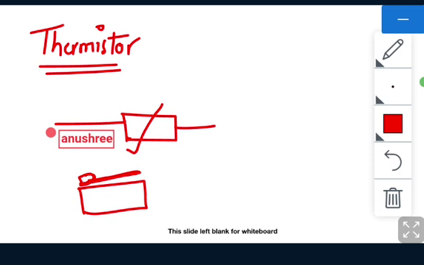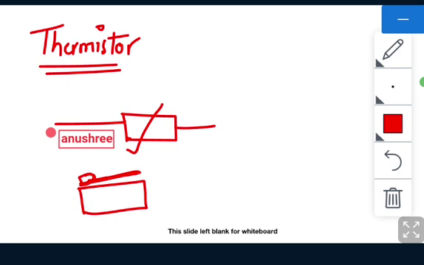I'm confused, so what do I need to write? You have to write: variable resistors are the resistors which change their resistance by sliding contact over a resistive element. Resistive element, yes.